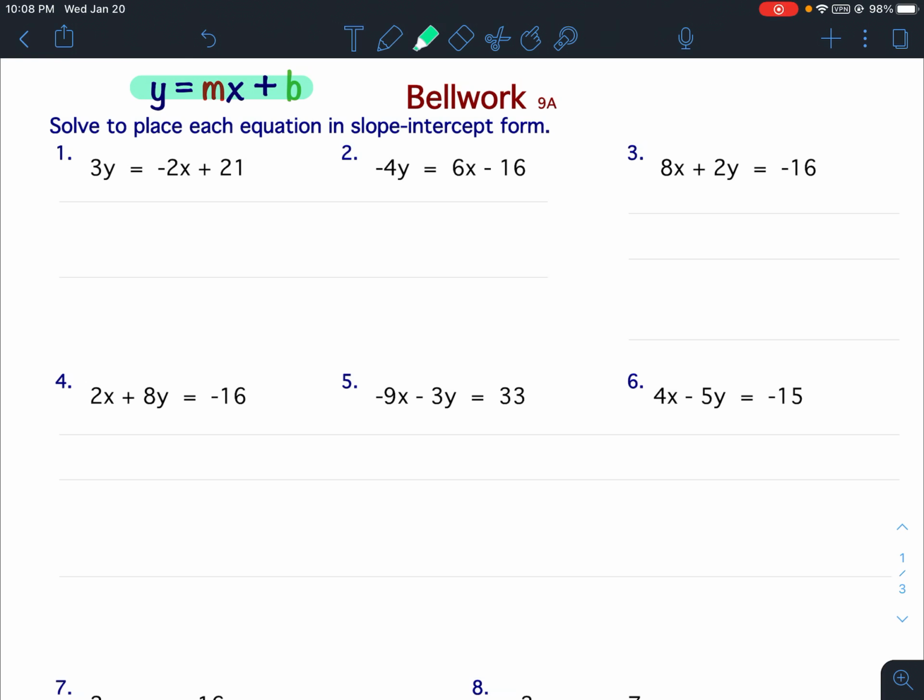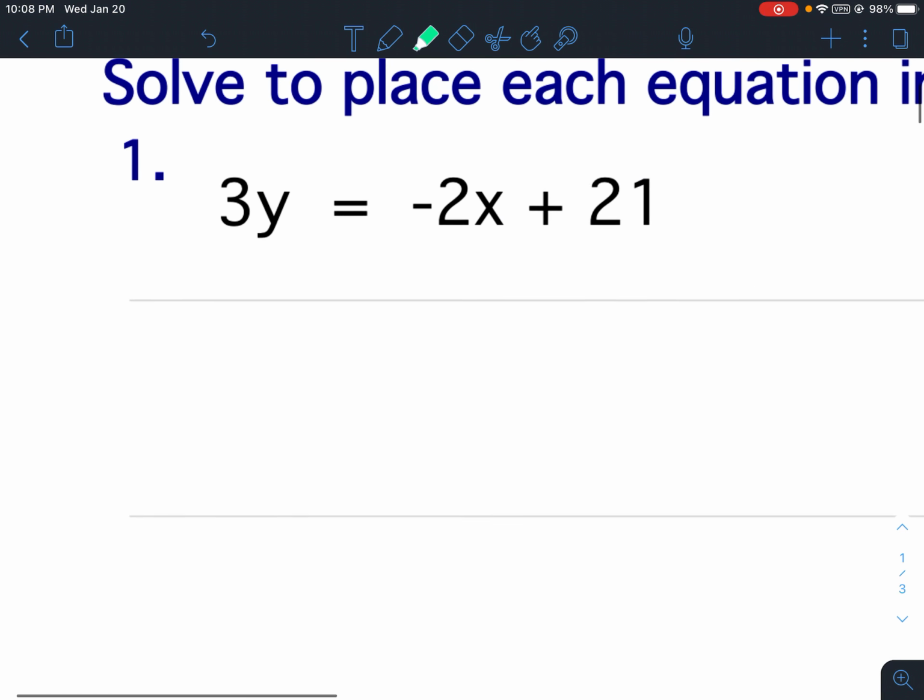For some of these equations, it's a one-step multiplication, one-step division, one-step add or subtract. But then there are others that are two steps, where you have to add or subtract first and then divide. So I'm going to walk you through all of Bellwork 9A and then Bellwork 9B, which is very similar and done the same way as 9A. You'll be on your own. So let's look at question 1.